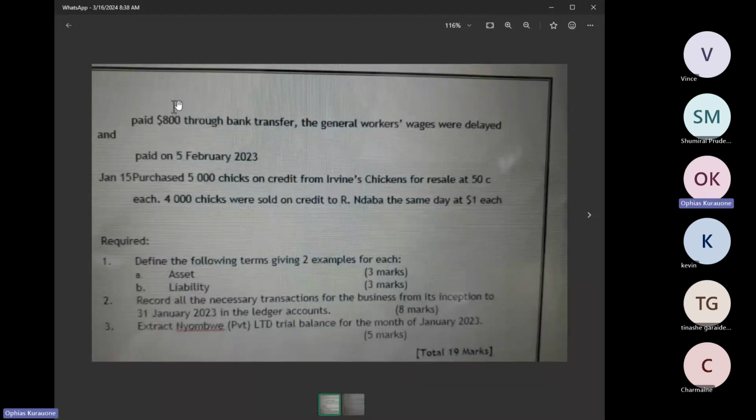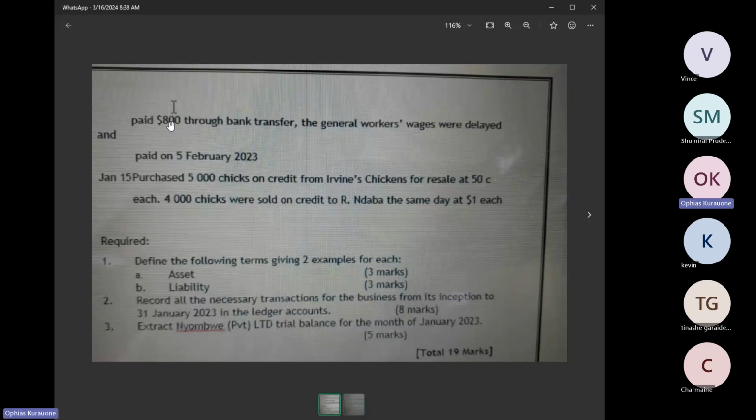He paid $800 through bank transfer. The general workers' wages were delayed and paid on 5 February 2023, which means that these ones were accrued expenses, because they were not paid. Then we go on to the next one. So $800 here should be credited to the bank, and the wages account should be debited.